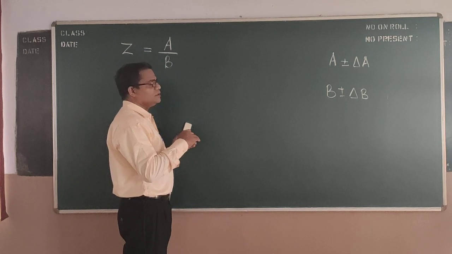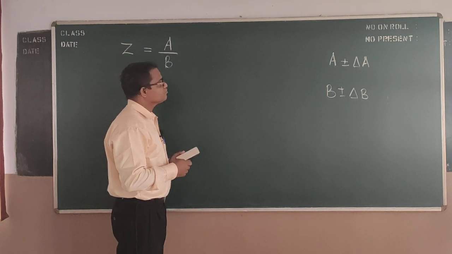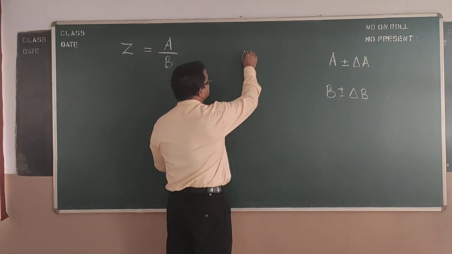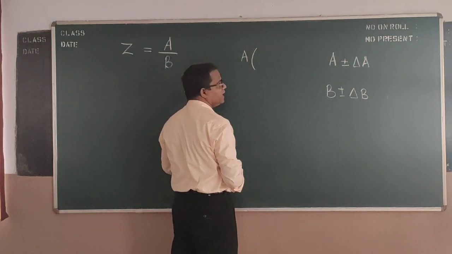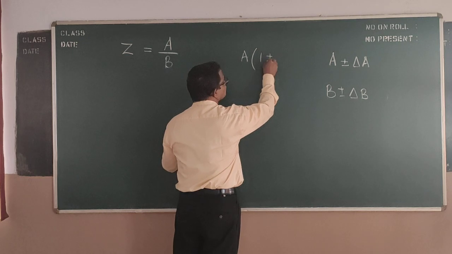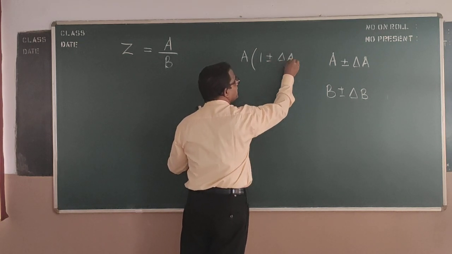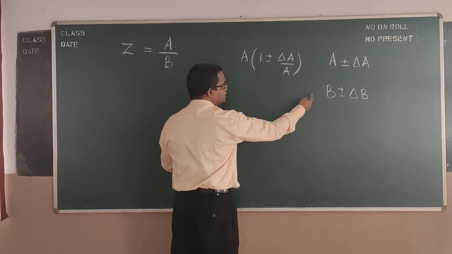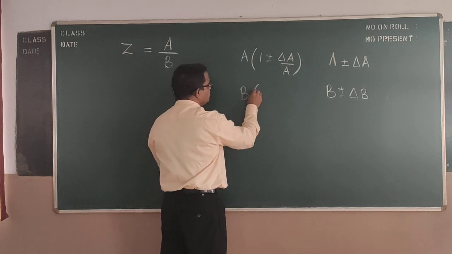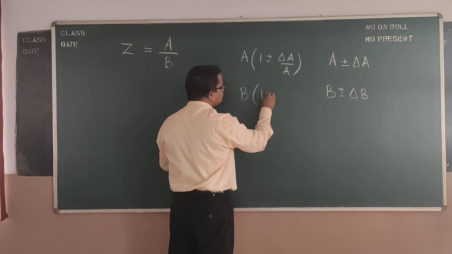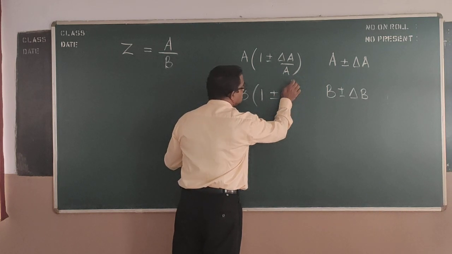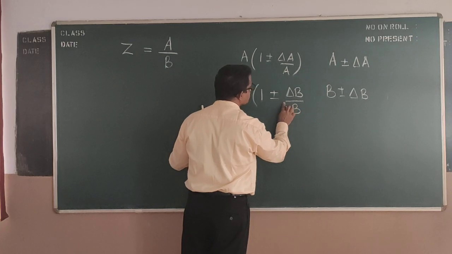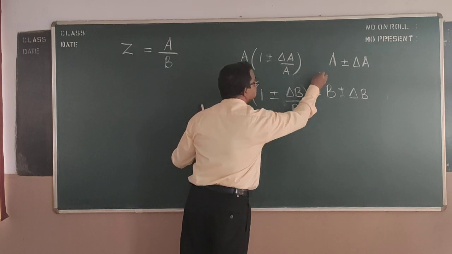But here we make an adjustment that A plus or minus delta A can be written as A into 1 plus or minus delta A by A, and B can be written as B into 1 plus or minus delta B by B.